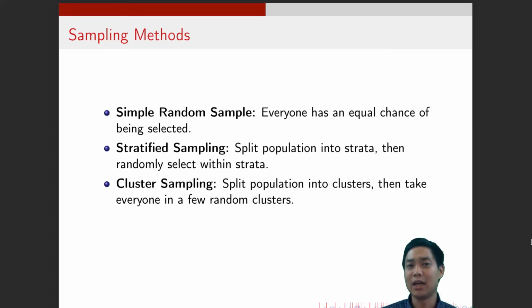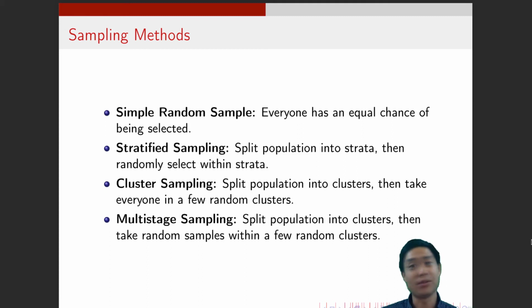Cluster sampling is a different way of looking at it. Instead of splitting into strata and selecting some from each, you split the population into clusters, then take everybody within a few clusters. Basically, if you have clusters where they're all roughly the same as the population, you can just take some of them and use cluster sampling in that way and take that as your sample.